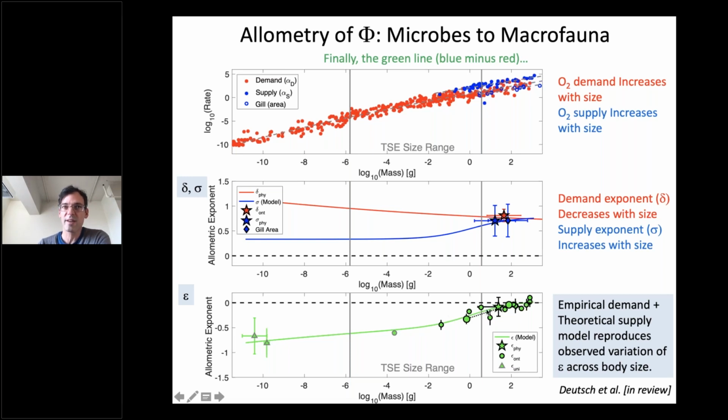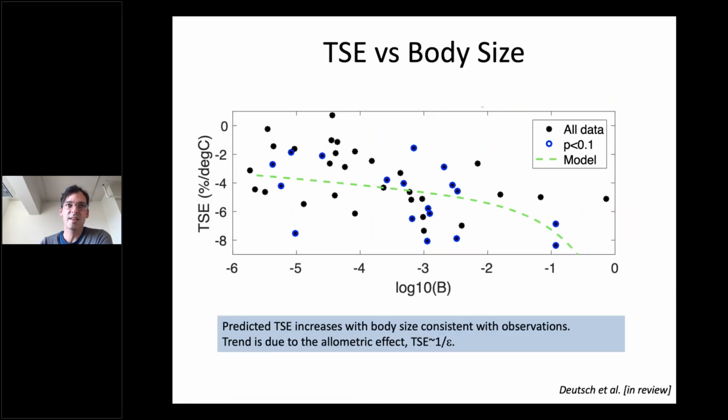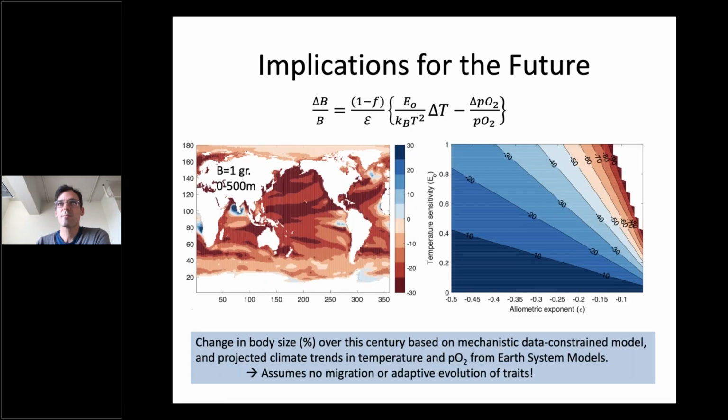But we can take the slope of that green curve, which is epsilon versus body size, and we can ask whether it reproduces something like the body size dependence of the body size response to temperature. So here's that again, log body size on the x-axis, the temperature size effect, the response to a degree of temperature warming on the y-axis. And we saw before that the data seem to hint at a stronger response among larger size organisms. And the green curve now, based on that theoretical expression, that theoretical model of oxygen supply guided by empirical traits, reproduces that.